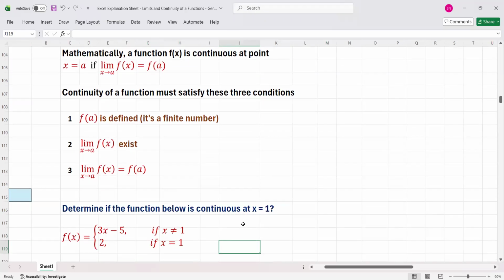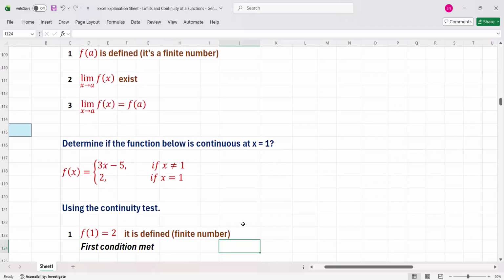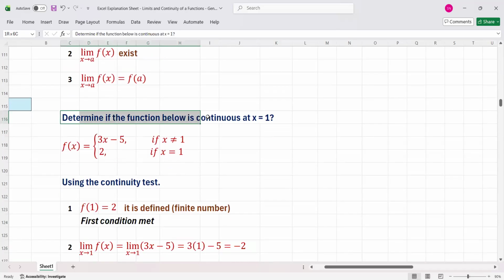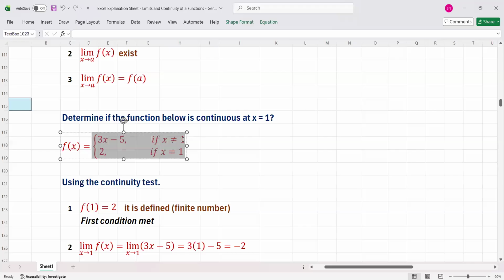So let's test this theory with an example here. We want to determine if this function below is continuous at x equal to 1. Now, this function is defined in 2 parts. 1, 3x minus 5 when x is not equal to 1. But when x is equal to 1, the function is defined as 2. So they've defined this function in 2 forms, and the question is asking us to test, is this function continuous at x equal to 1?